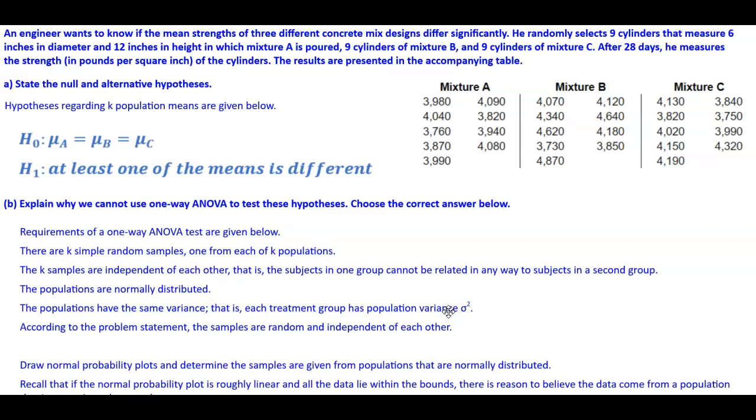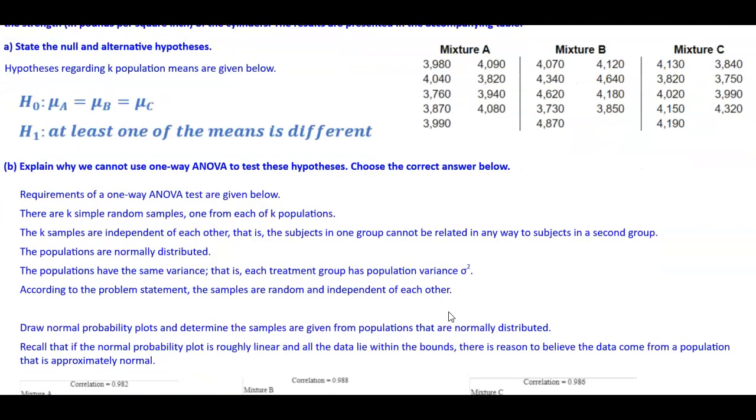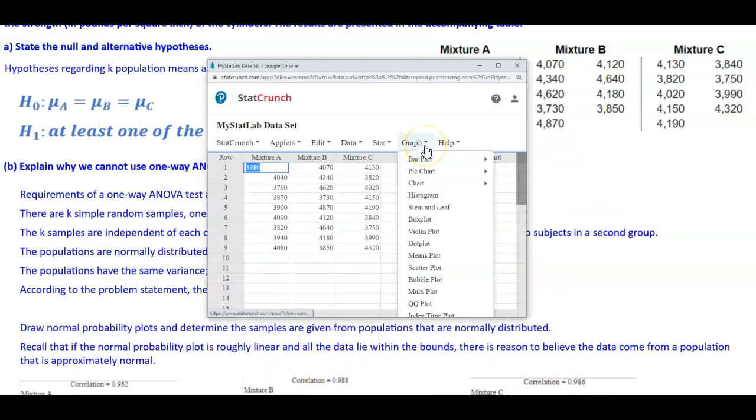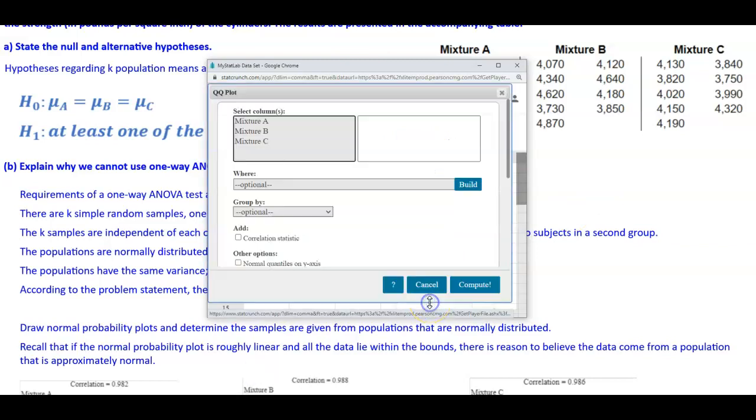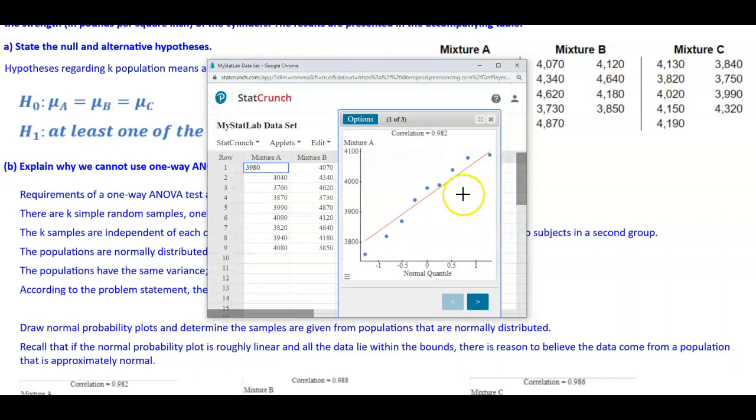Now, we want to draw normal probability plots and determine whether the samples are from populations that are normally distributed. Recall that if the normal probability plot is roughly linear and all the data lie within the bounds, there is reason to believe the data come from a population that is approximately normal. So we want to find the normal probability plot, so we're going to select the QQ plot. We're going to select mixture A, mixture B, and mixture C, and then take a look at the correlation statistic.